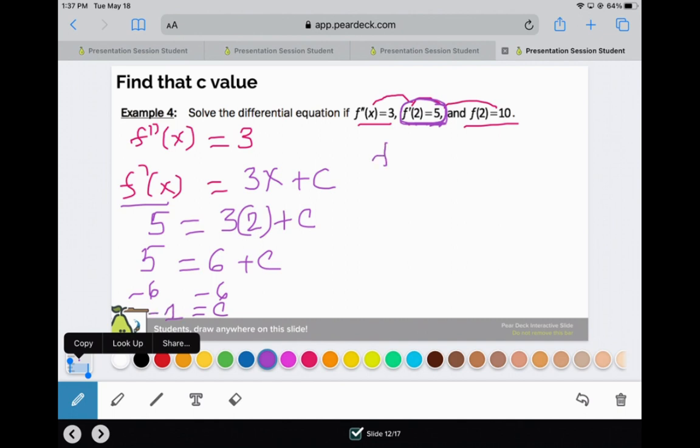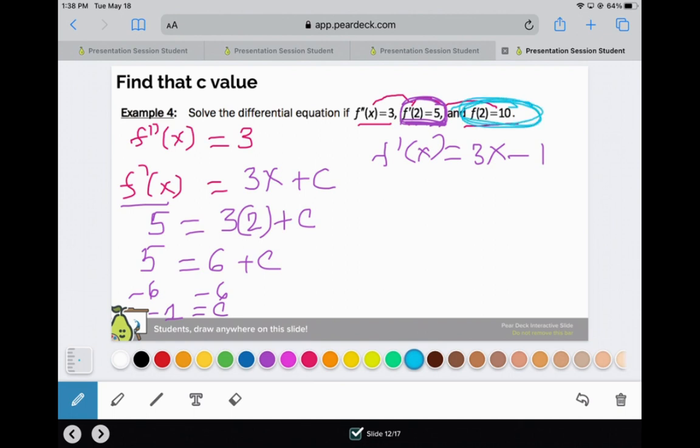So now this is what I have: 3x minus 1. I'm in the second box. Now I want to go backward to the original, which is right here. I'm going to start here, where I no longer have the prime. So again, I'm going to start with the antiderivative. If it's just the 1, it's going to turn into 1x, right?